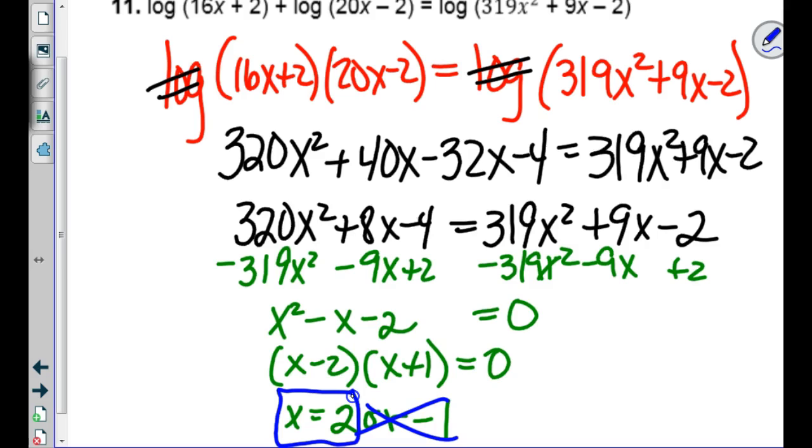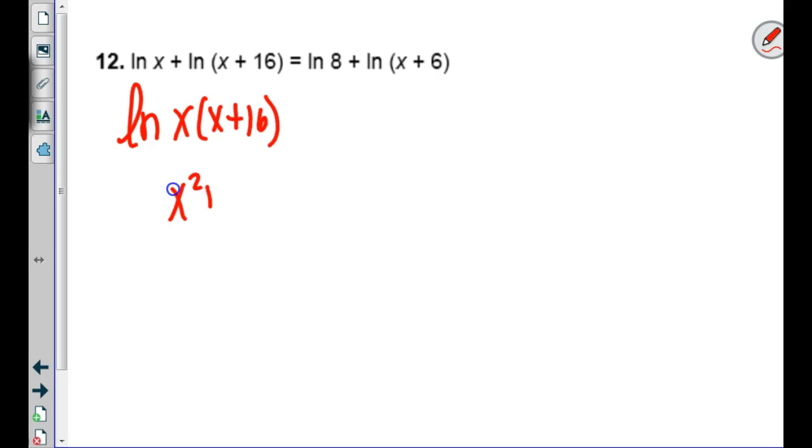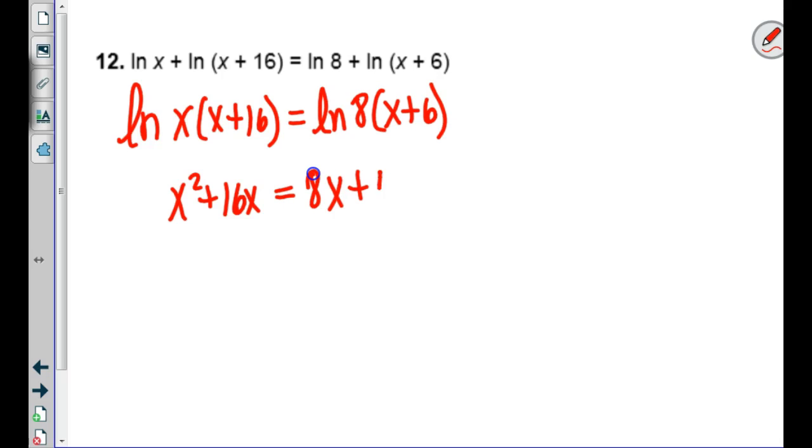Anybody stuck? I went fast, I know. All right, let's try a few more. What are we doing on this one? Plus means times. So what do we get on the left? The log of x times x plus 16, or x squared plus 16x. I heard Max. Okay. And this one, we have an 8 times an x plus 6, or 8x plus 48. Did I do that right?